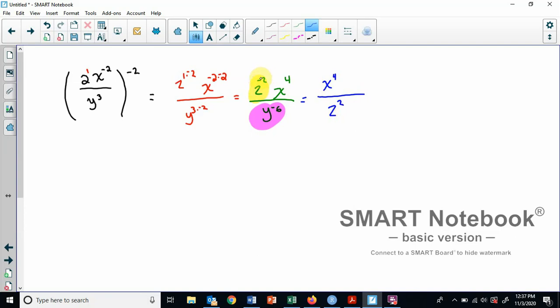So when I move 2 to the negative 2 to the bottom, it becomes 2 to the positive 2, because that's the rule. I can move something from top to bottom or bottom to top, and it changes the sign on the exponent. And I'm going to want to do the same thing with y to the sixth. Y to the sixth will move up top and become a positive 6. So notice there's a few steps there.